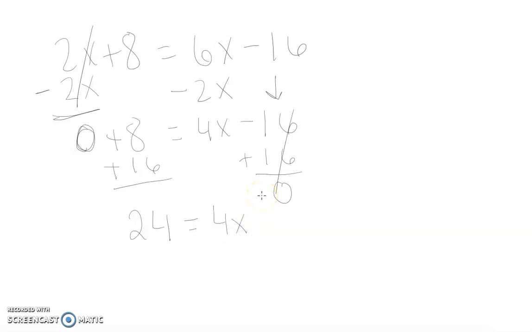Now we have the x kind of alone. We still need to cross out this 4 right here, as you can see, to get the x truly alone. So you just divide by 4 to cancel it and make it 1. So basically when you divide by 4 or by any number by itself, it becomes 1x, which is equal to just x. So 24 divided by 4 is 6, and that is equal to x.